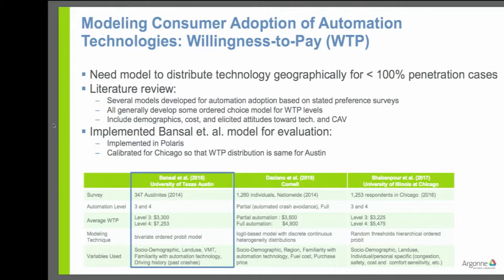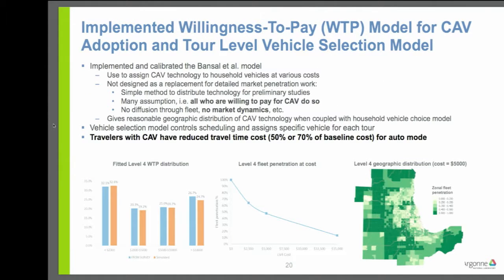And if you go to the next slide, you can see the results of implementing this. So we calibrate our simulation models to what we're getting out of the stated preference studies, and then look at the fleet penetration at different costs. Again, these are all assumptions based on 2040 model runs, assuming that everyone who was willing to pay for a CAV technology would pay and have that technology implemented when the model is run. A strong assumption, but we see that if the marginal cost of the level 4 technology is $0, then it was assumed 100% penetration, dropping down to about 10% at $15,000.